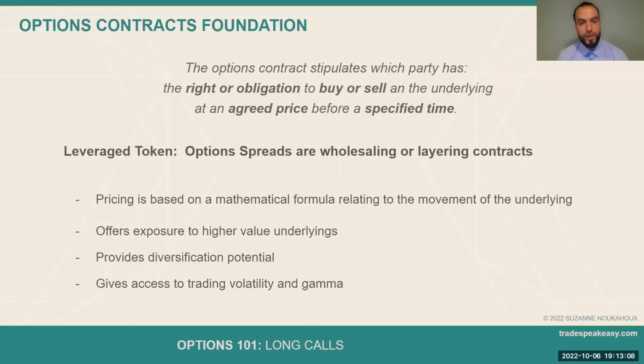All right. Pricing is based on a mathematical formula relating to the movement of the underlying. That means when we talk about movement of the underlying, that is talking about if price is going higher on SPY, for example, or if price is going lower, that's going to affect the cost of the contract. It offers exposure to higher value underlyings, provides diversification potential, and gives access to trading volatility and gamma. We'll talk a little bit about gamma, and like I said, a little bit more about volatility.